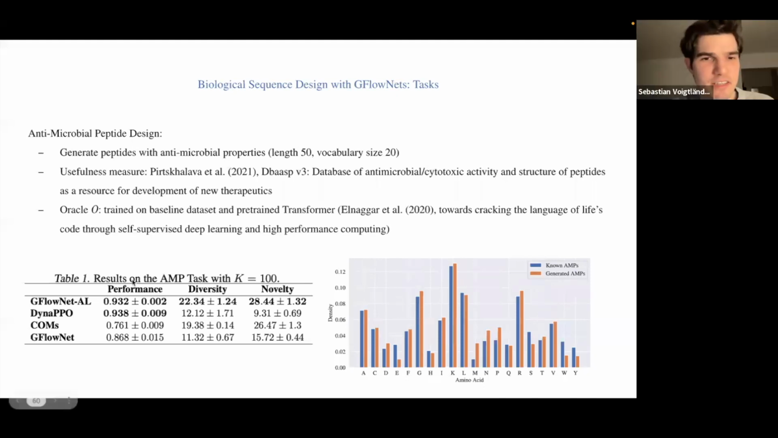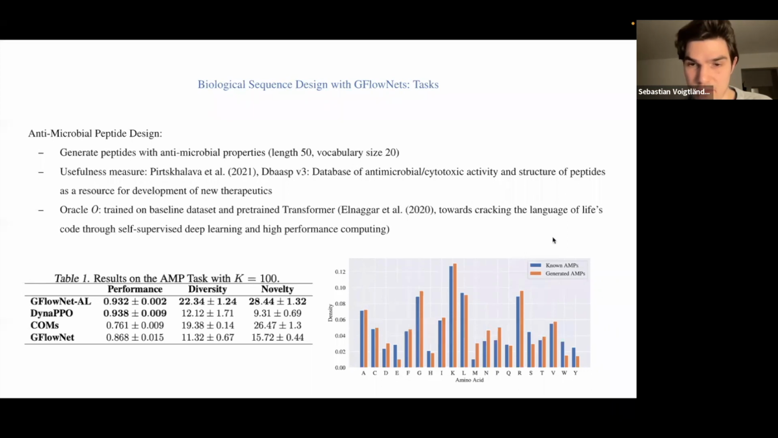Yeah, I wanted to say that here you can see that compared to other baselines taken from the literature, I mean, re-implemented, but taken from the literature, even though GFlowNet hasn't been explicitly trained to go high in diversity and novelty, it achieves that with pretty impressive results, I have to say. And what's also really cool is that the overall density of the amino acids in the generated antimicrobial peptides is very similar to the known biological densities.